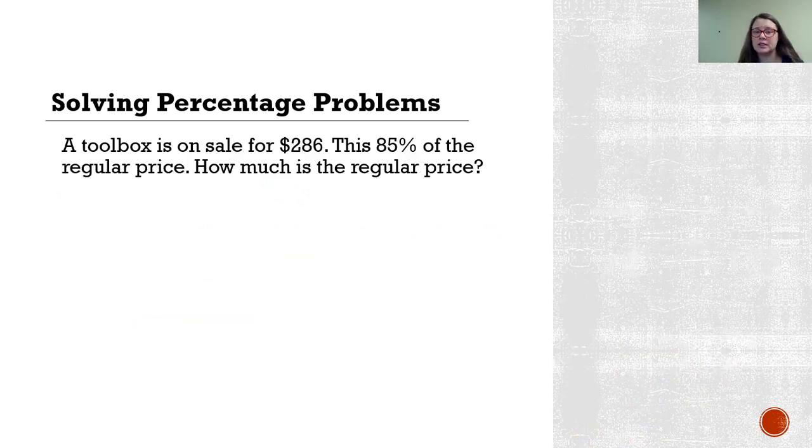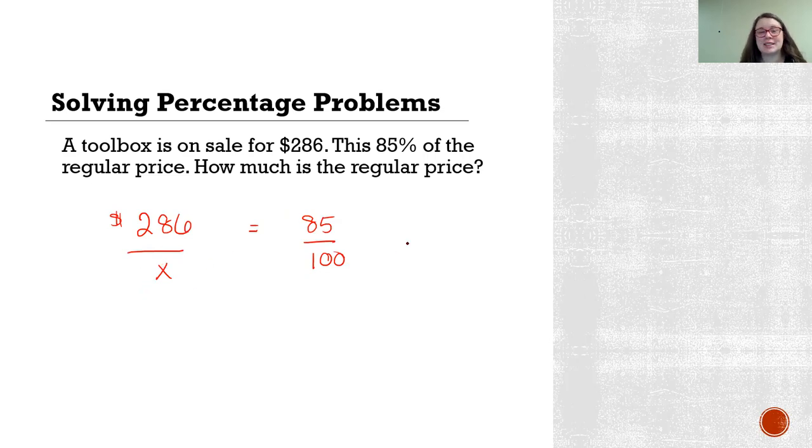The very last question we have is just a contextual question. A toolbox is on sale for $286. This is 85% of the regular price. How much was the regular price? So we have $286 is the sale price. That's equal to 85%. Okay, so I need to figure out what was the original whole amount.